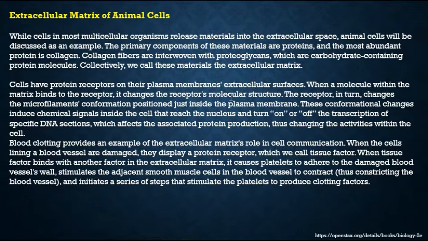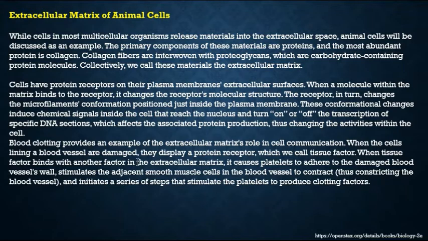Don't worry, we'll look into all of this in further detail. For now, just look at an example of how the extracellular matrix plays a role. Blood clotting provides an example of cell communication. When the cells lining a blood vessel are damaged, they display a protein receptor, which we call tissue factor. When tissue factor binds with another factor in the extracellular matrix, it causes platelets to adhere to the damaged blood vessel's wall, and this stimulates the adjacent smooth muscle cells to contract and initiate a series of steps that stimulate the platelet to produce clotting factor, and thus the blood clots.